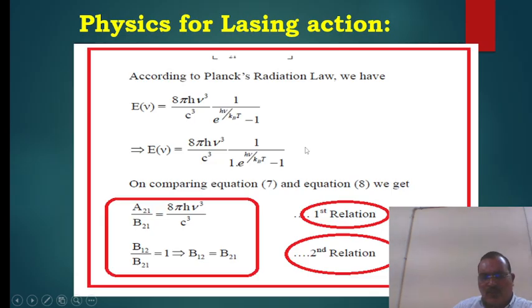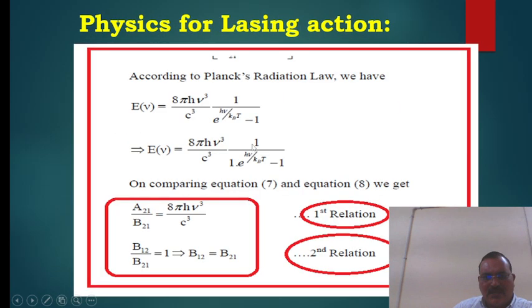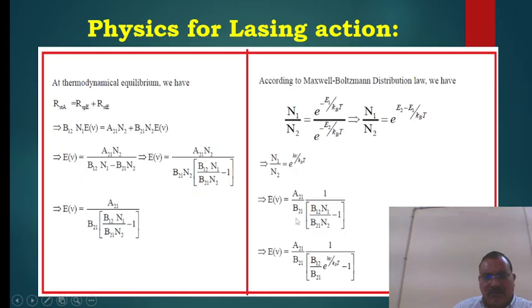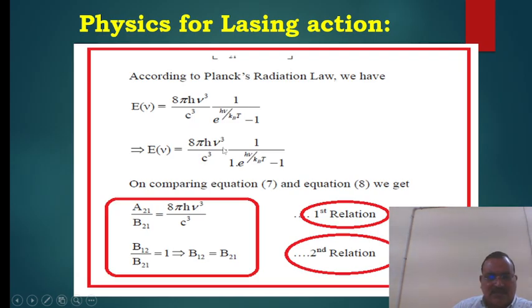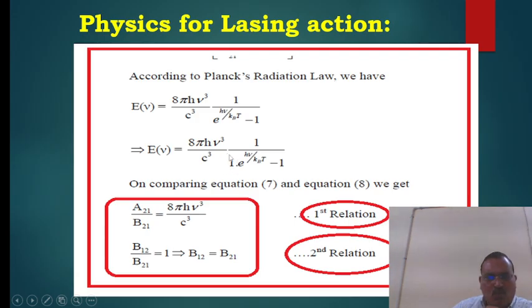Now comparing this equation with the previous one, this is our first equation and this is our second equation. On comparing, we get that the first term A21 by B21 is equal to 8 pi h nu cubed by c cubed, and this is the first Einstein relation for stimulated emission of radiation. And second, in the previous equation we have B12 by B21, whose value on comparing is equal to 1. So B12 and B21 are always equal, which means both are equal.